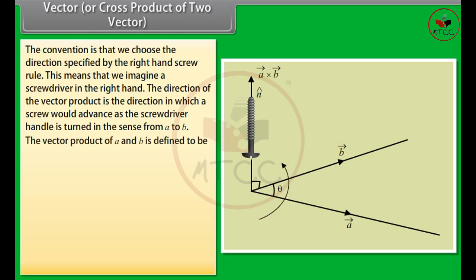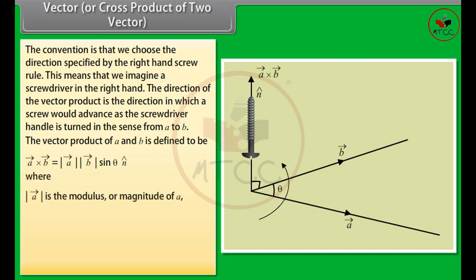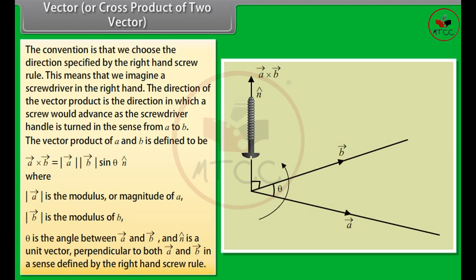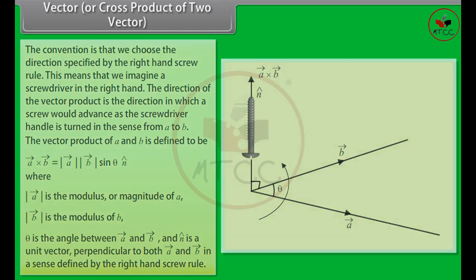The vector product of A and B is defined to be vector A cross vector B equals the magnitude of vector A times the magnitude of vector B times sine of theta in the direction of n cap, where the magnitude of vector A is the modulus of A, the magnitude of vector B is the modulus of B, theta is the angle between vector A and B, and cap n is a unit vector perpendicular to both vector A and B in a sense defined by the right-hand screw rule.